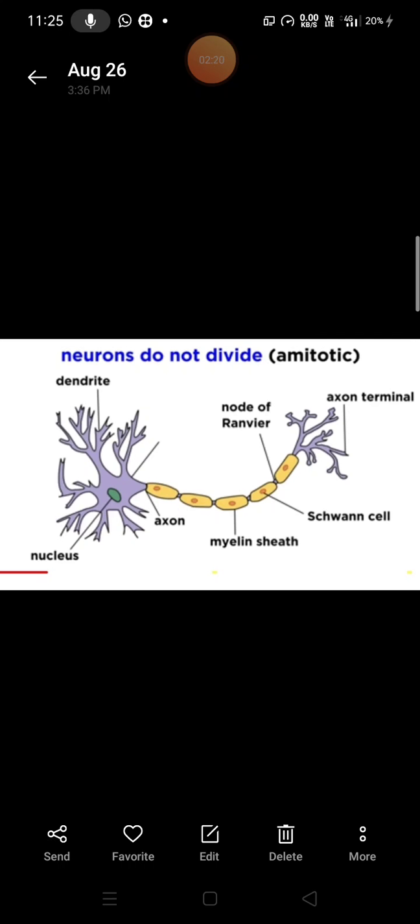Next one is the axon. Here you can see the axon is covered by the myelin sheath. The next structures are the node of Ranvier, Schwann cell, and axon terminals. What is the myelin sheath and what are its functions?